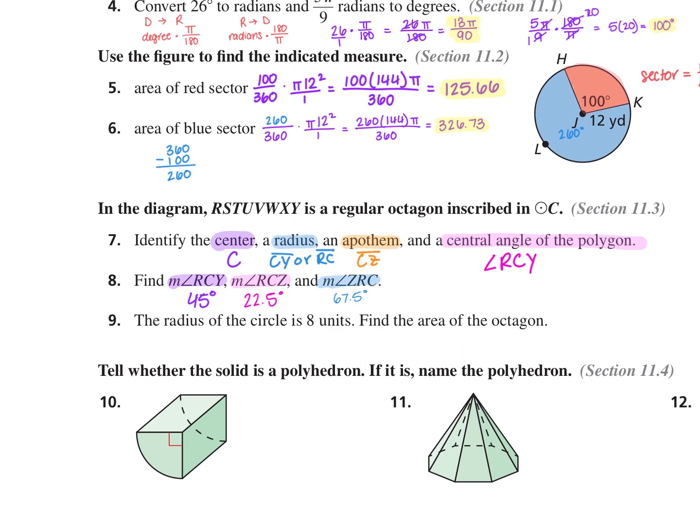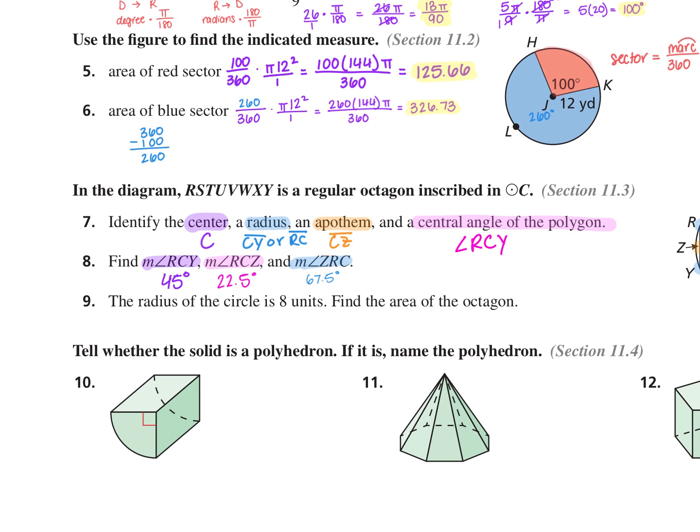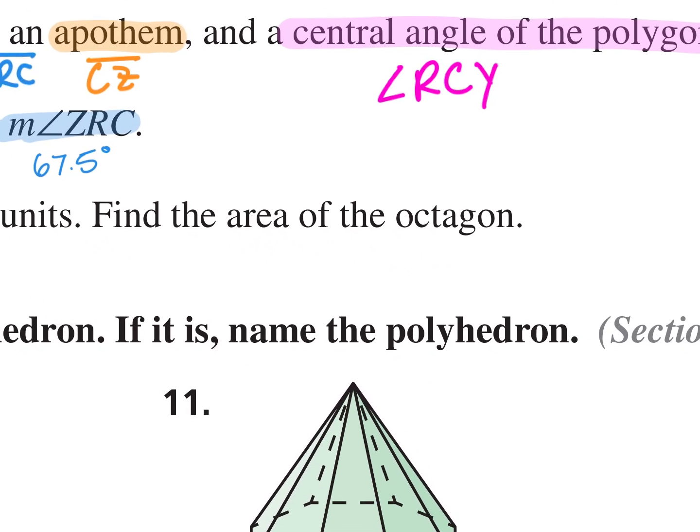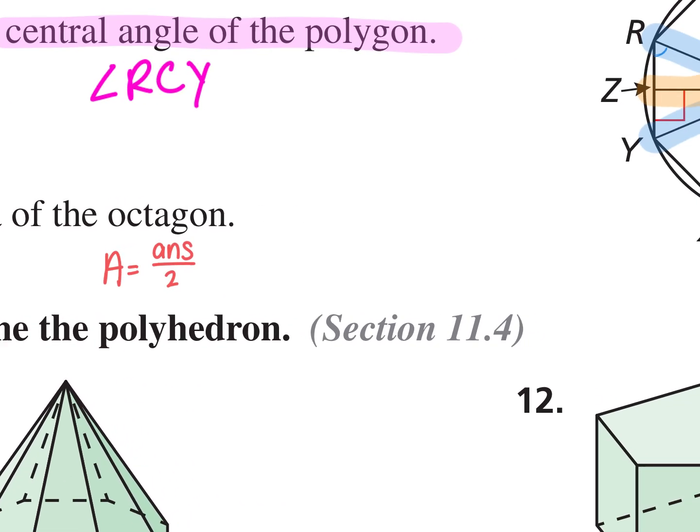All right, going ahead, it says the radius of the circle is 8 units. Find the area of the octagon. The formula for area of an octagon, or a regular polygon, is area equals a n s divided by 2: your apothem times the number of sides times your side. So let's go ahead and find the information we need. Keep in mind it's an octagon. Do I know how many sides are in an octagon? Yes, I do. I have 8 sides.